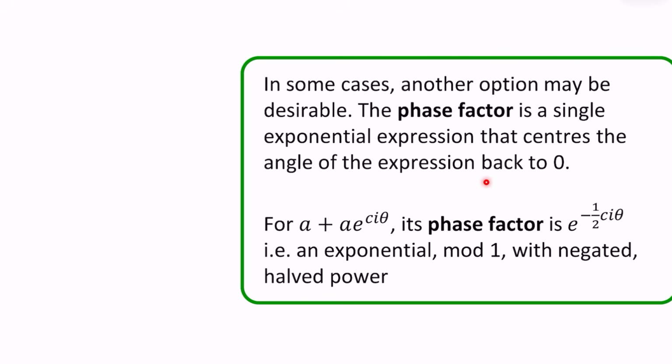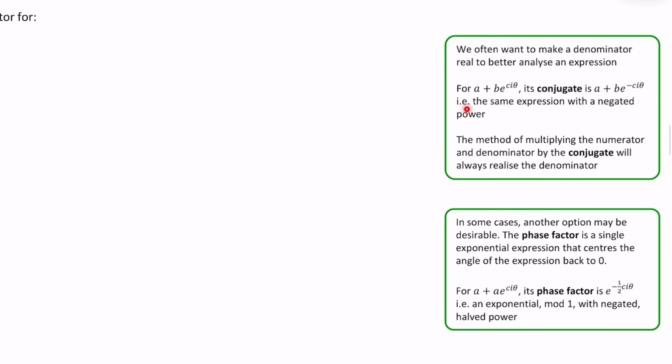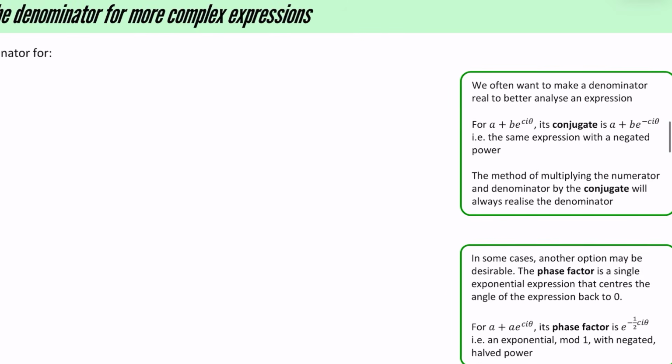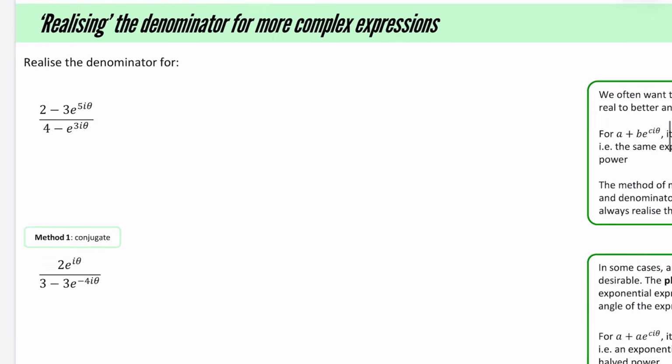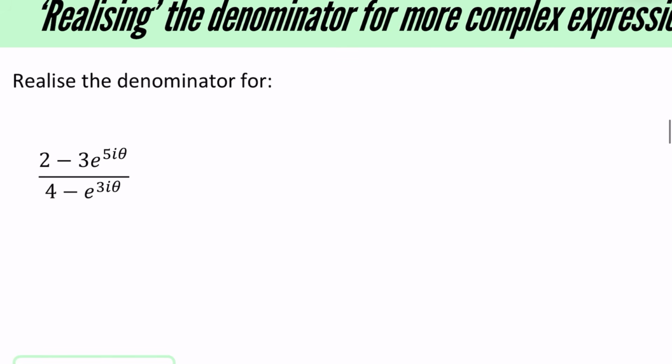Now, this can be desirable for certain kinds of questions, but the majority of the time, the conjugate is the one that you're going to need, and the conjugate works for absolutely any expression in the denominator. Okay? So let's try and realize the denominator for this expression that we've got here. And we'll notice there's a 4 here and not here, so we don't have an option. We have to use the conjugate for this question.